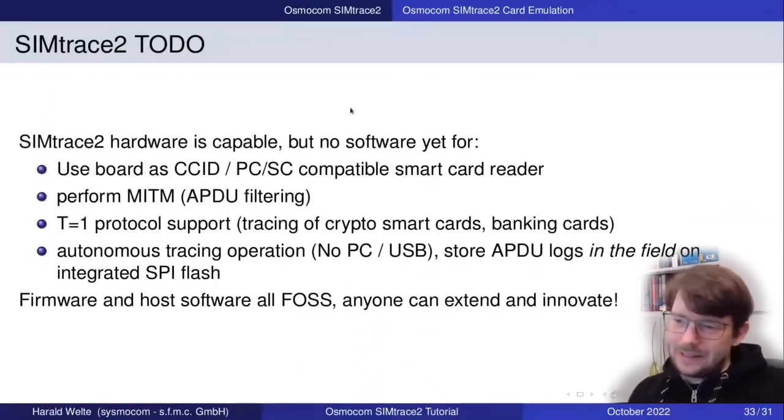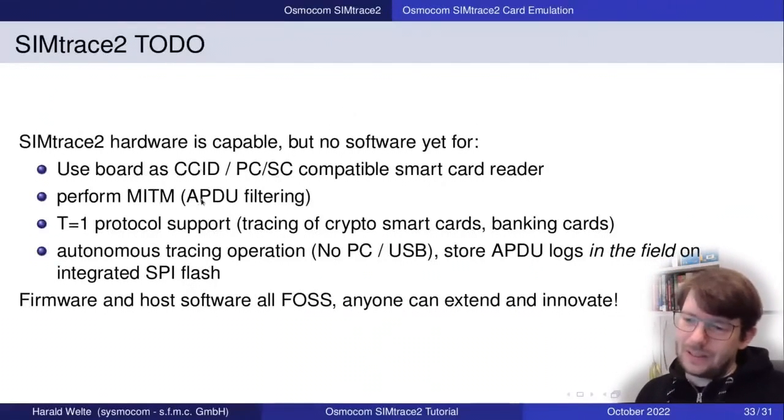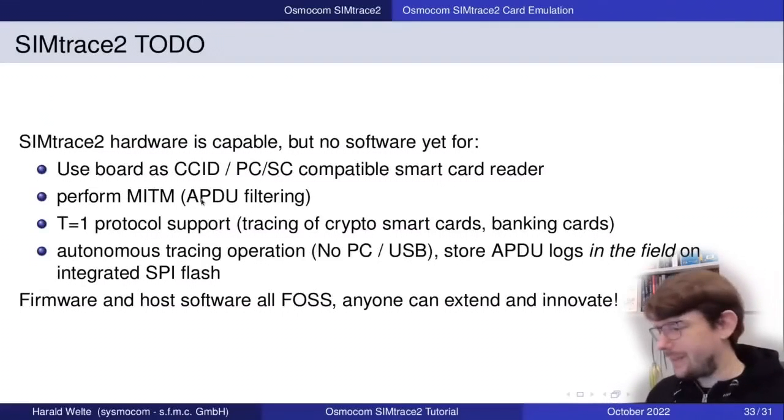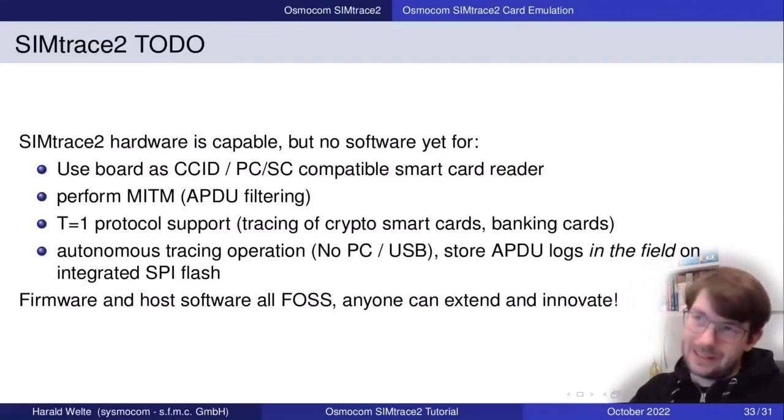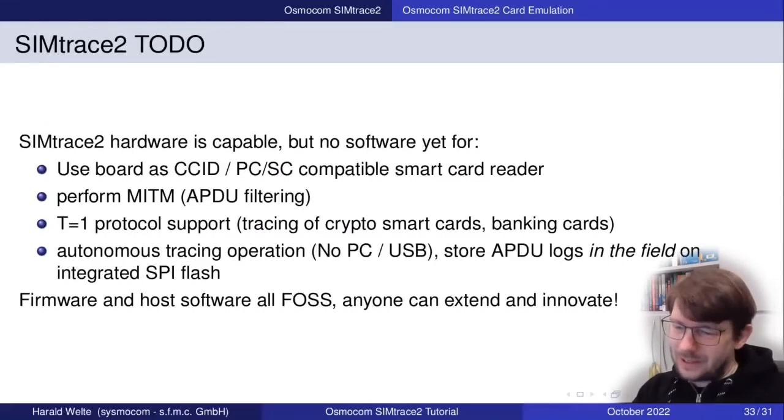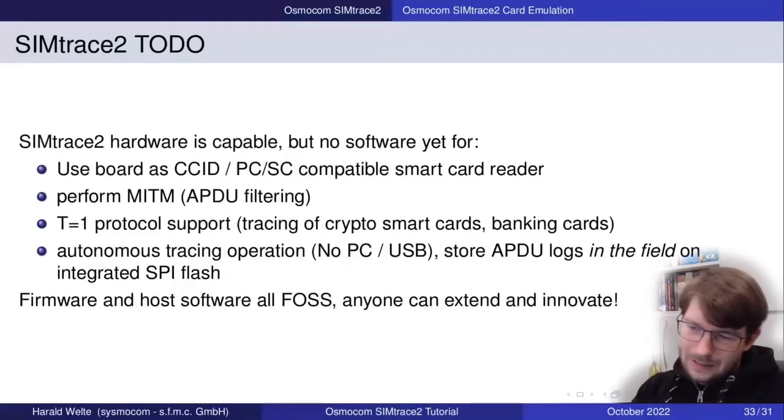And combining the card emulation plus the CCID reader, you could then do man in the middle APDU filtering. So you could basically pass some communication, but not pass other communication, or manipulate communication between the SIM card and the phone. But apparently this was not attractive enough for anyone, at least not as open source, to implement those bits. The other bit that is not implemented is T=1 protocol support.